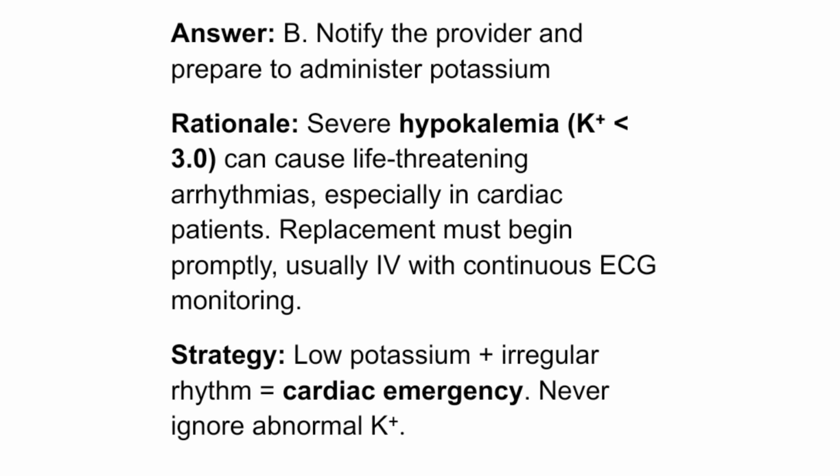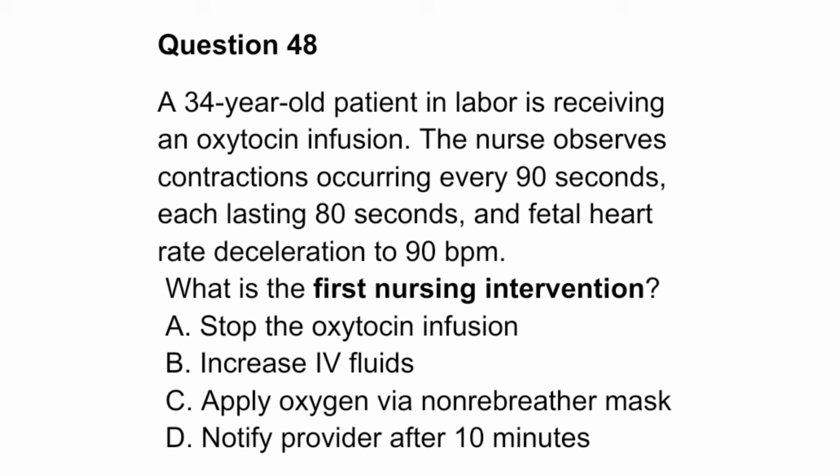potassium. Rationale: severe hypokalemia, K less than 3.0, can cause life-threatening arrhythmias, especially in cardiac patients. Replacement must begin promptly, usually IV with continuous ECG monitoring. Strategy: low potassium plus irregular rhythm equals cardiac emergency. Never ignore abnormal K.